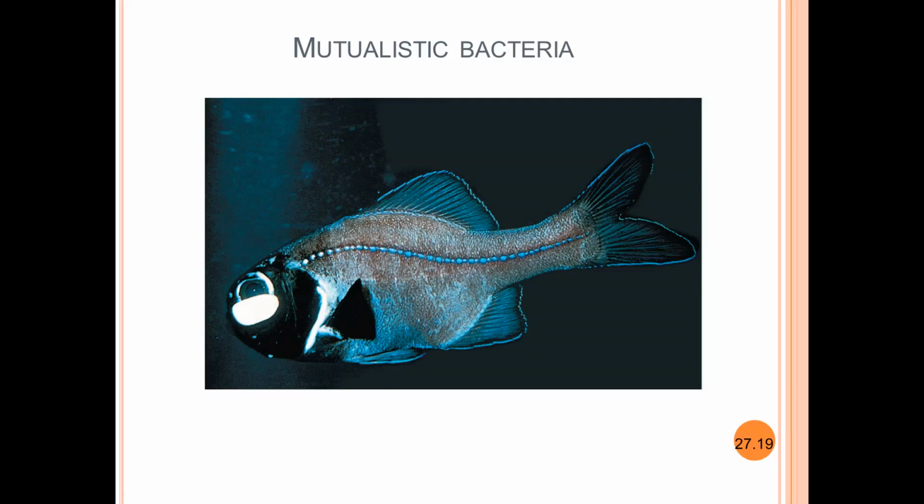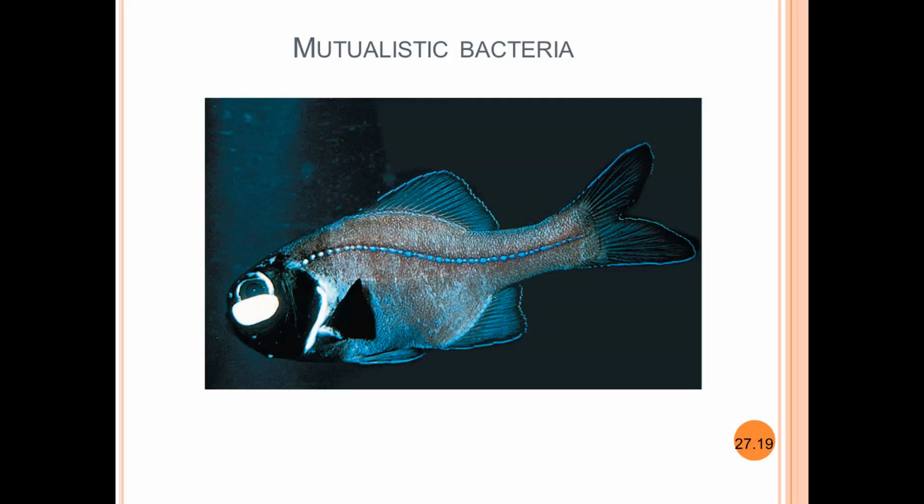In the presence of danger, for example if there's a potential predator coming, the bacteria all start to flash simultaneously, kind of like a flashlight, and that will hopefully confuse the predator, causing it to go away. In turn, because it's a mutualistic relationship, the bacteria need to get something out of it, and they get a place to live and food.